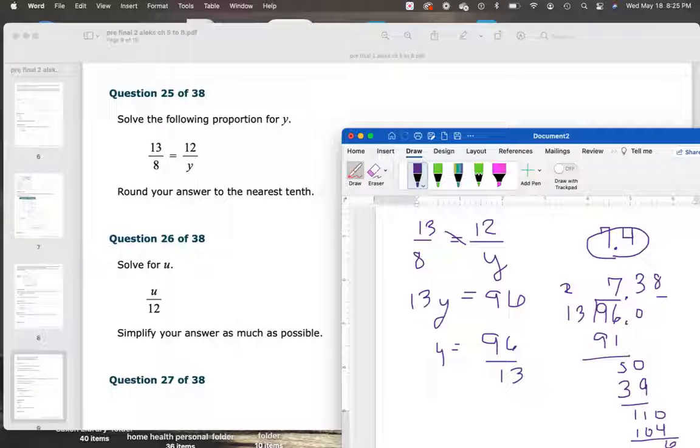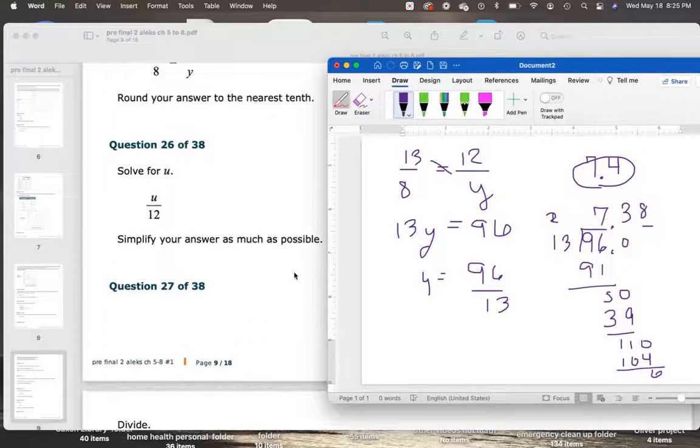Now, on your final exam, it's going to be important to round it to the correct place. That's part of your math learning. So you're going to lose some credit if you don't round it to the place they tell you to do. Please be careful.